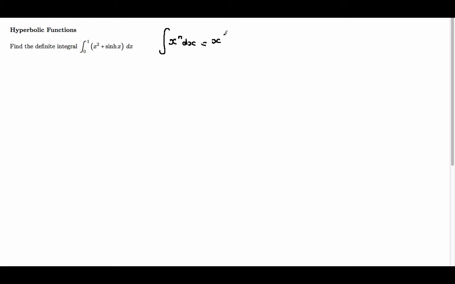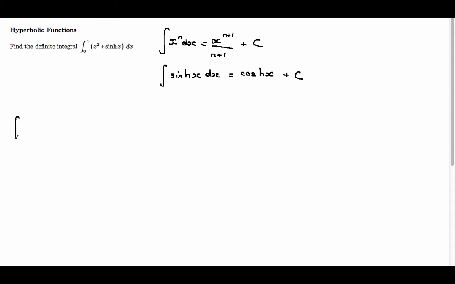And that is x to the n plus 1 all over n plus 1. And we also need to remind ourselves what the integral of sine x is. The integral of sine x is cos x. So we can use these two results to calculate this definite integral.